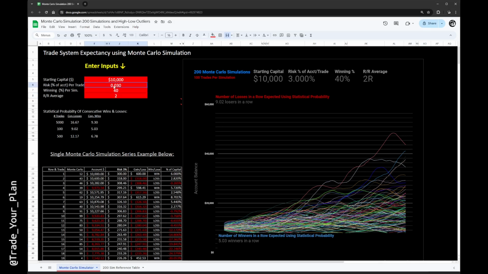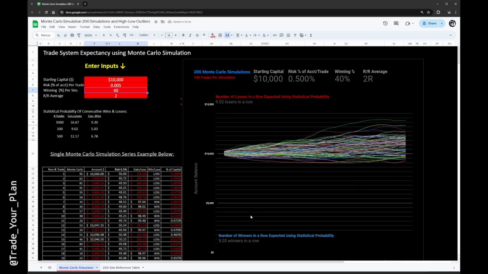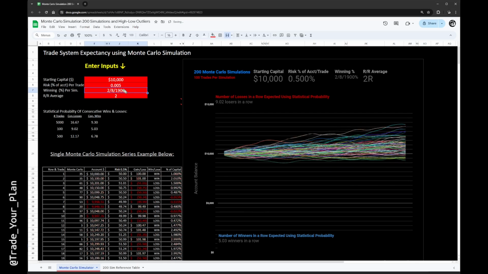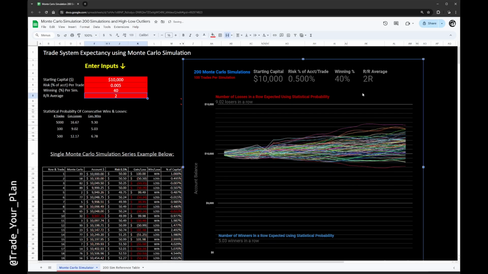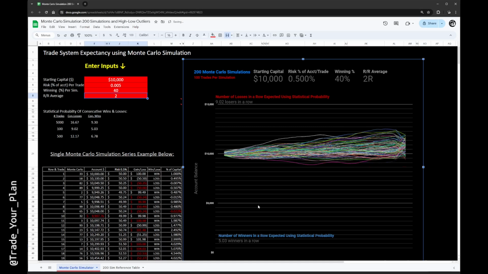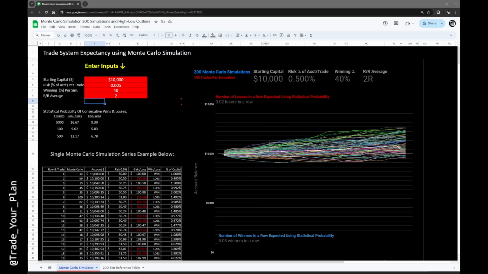However, if you simply just risk 0.5% of your account, sure, you make less. But with the 9 losers in a row, you make less, but your risk of ruin is not as great. You see that? You're still talking about 9K here. So even if you're one of the unlucky people in Monte Carlo, you are not blowing up your account, even with a 40% win rate at a 2R R factor.